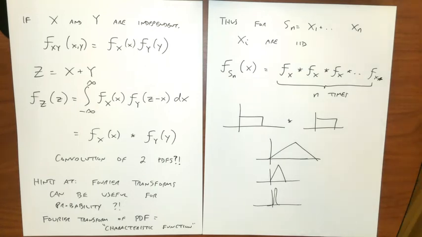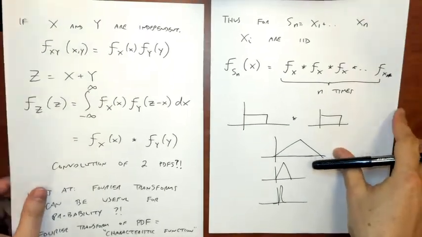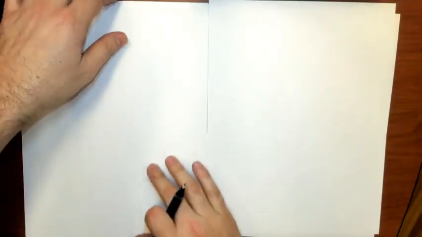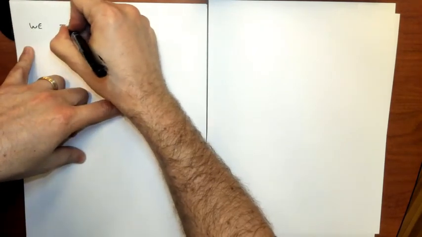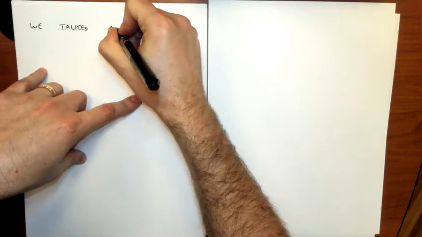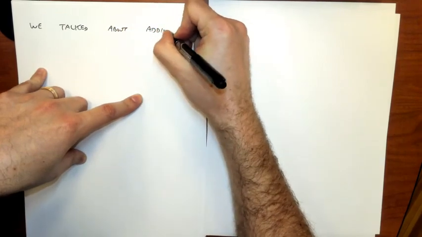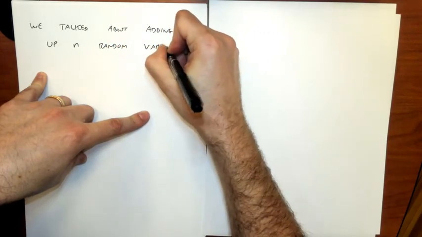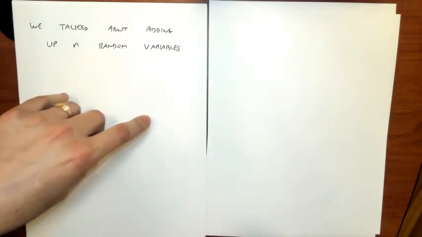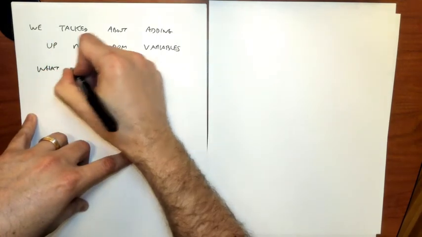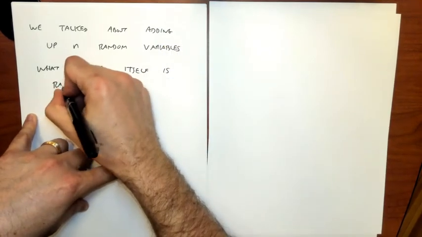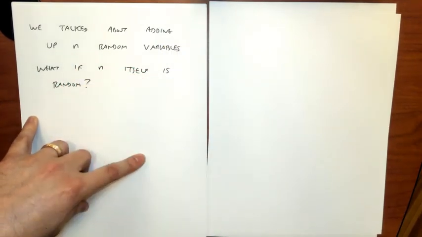Okay, one final note for today, which is that so far I've been talking about adding up a number of random variables, right? So basically, we talked about adding up n random variables. And mostly up to this point, we were concerned about n getting bigger and bigger, but what if n itself is random?